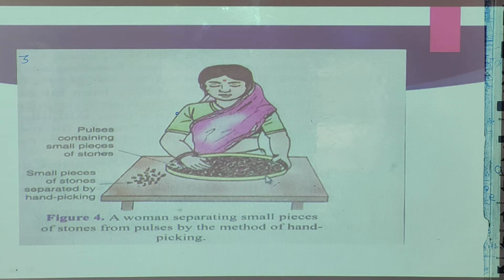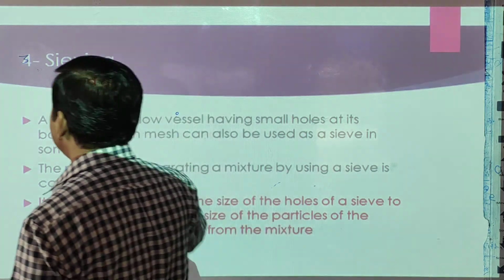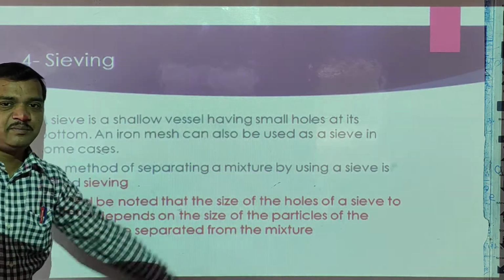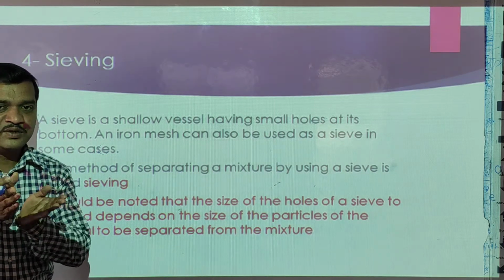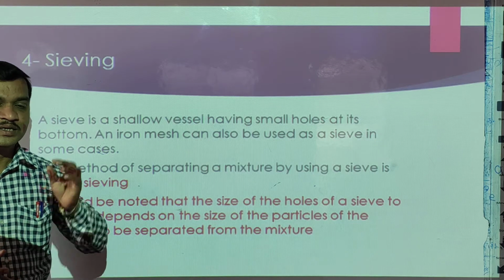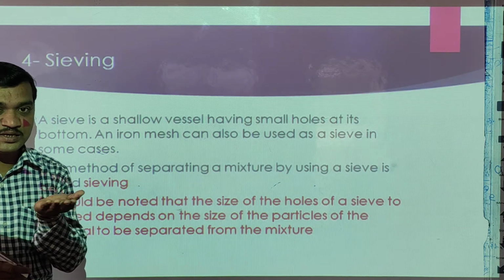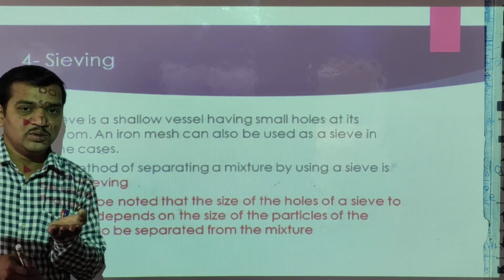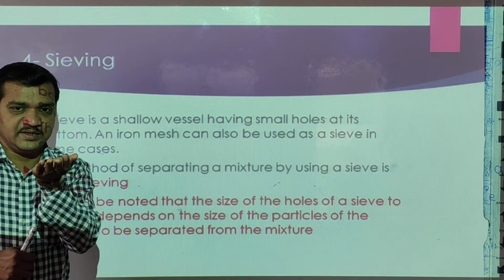Okay students, now we will go to the next method. This is the sieving method, the fourth method. What is sieving, students? A sieve is a device which is used in the kitchen to clean the flour, or to filter the flour of wheat or jowar, to remove dust particles or small insects.